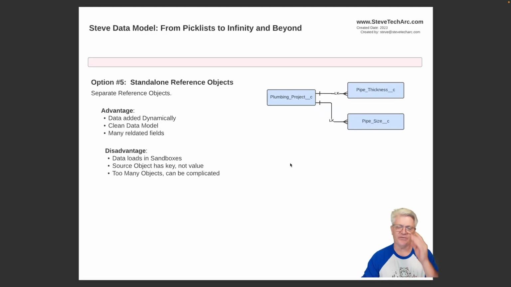Now, the final choice is if you find that these lookup values are growing in importance, you could create them as standalone concrete objects. Pipe thickness, pipe size, and just create 2 separate lookups. This is also an advantage where the data can be added dynamically. Your data model is very clean. And you could even have additional related fields on the pipe thickness object or the pipe size object. The disadvantage, just knowing that you have to do the data loads, knowing that the source object has a key, not the actual values. And if you're going to have 10 or 20 of these, it can complicate your object model. And let's take a look at that.